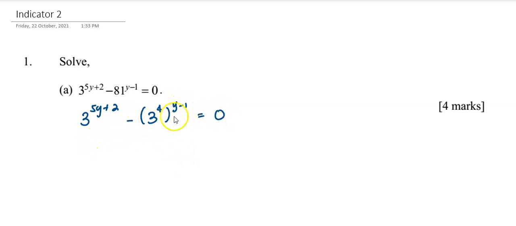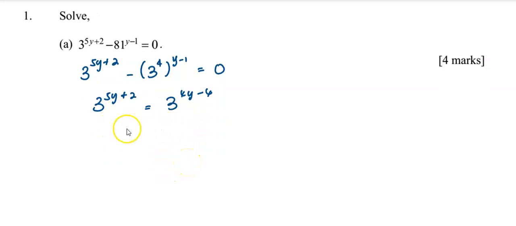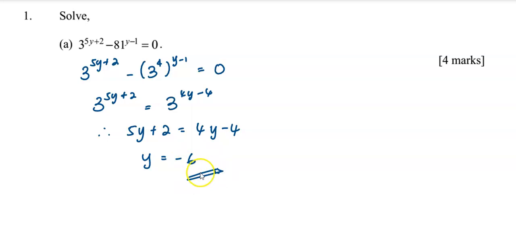So now I move this term to the right side because both of them have the base 3. Then I will just directly simplify the power here. I got 4y minus 4. Since both sides have the same base, now we can compare the powers to solve for y. So 5y plus 2 is equal to 4y minus 4. So I got y equals negative 6.